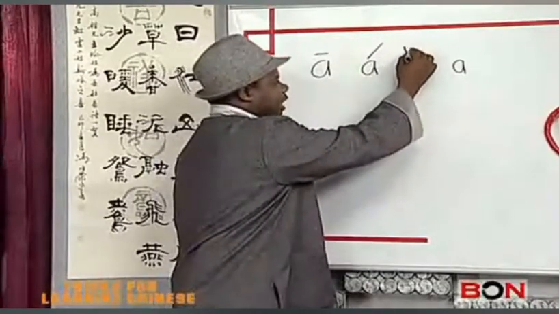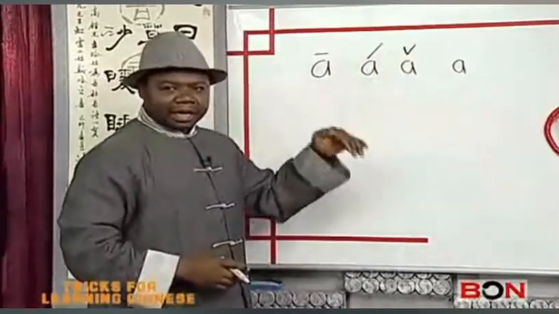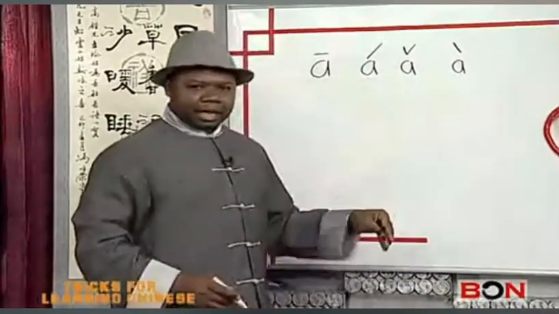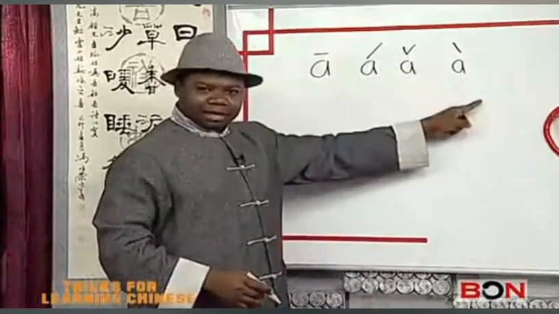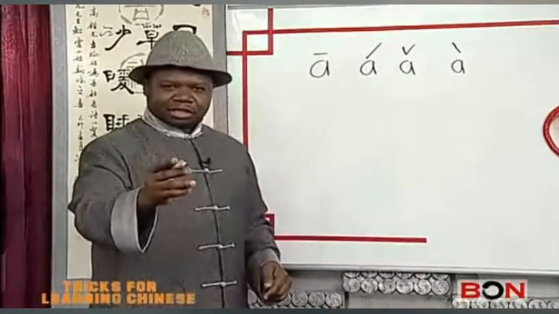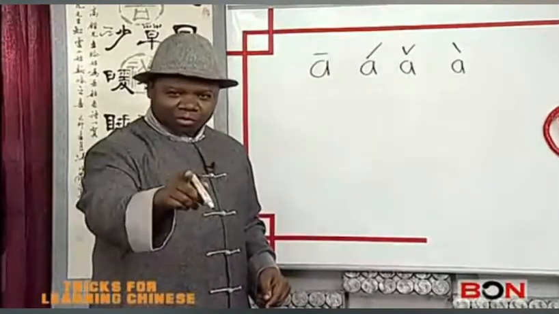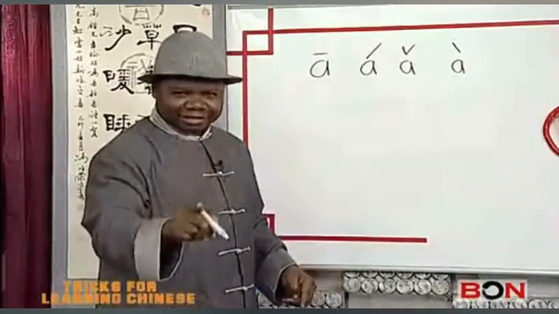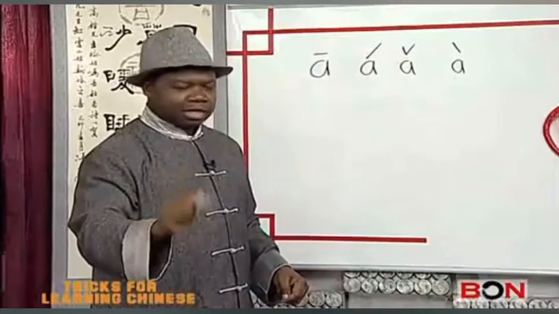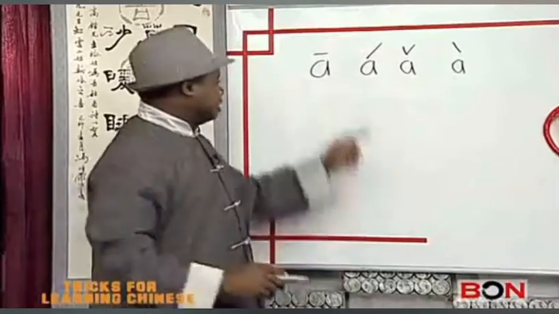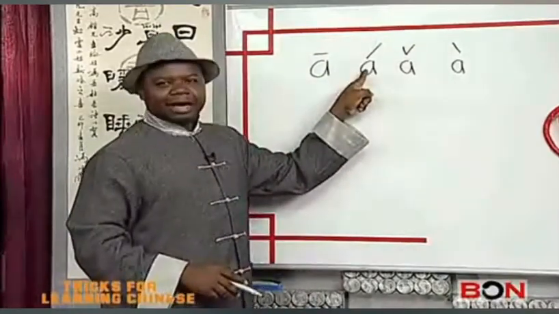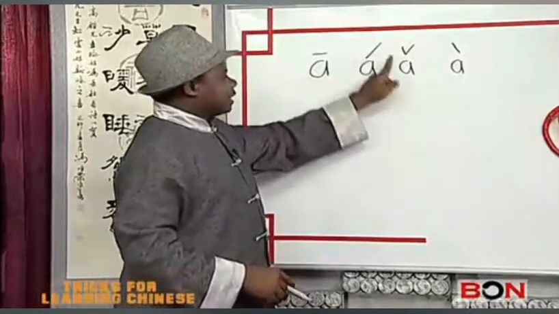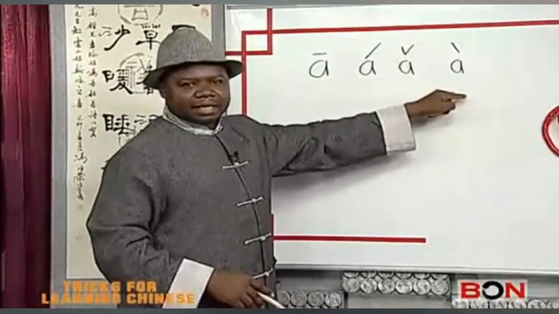Then the third one is ah. And the last, it's a falling tone. Just like in English when you say no, no. Exactly this tone. Or when you say yes, yes. It's a falling tone. It's not the same as yes. Yes would be this one. So, you have ah, ah, ah, ah.